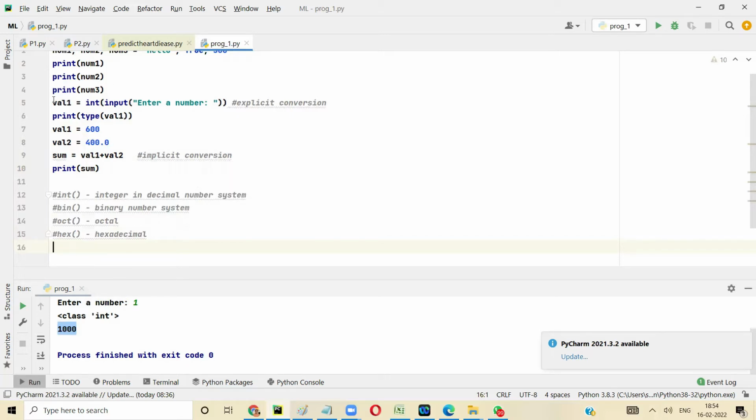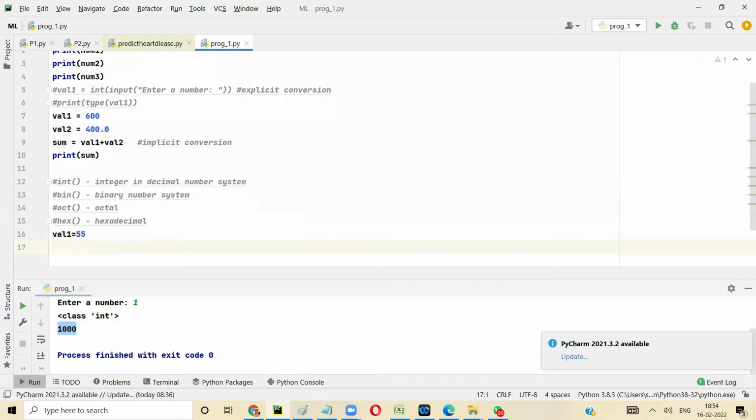So if I have a value, what I'll do is I'll comment this out, so that every time I run, I don't have to give a value, right? It will take some time from us. So I'm going to comment that part. Coming here, let's say I have val1 equal to 55. Now this is an integer, right? So what is the binary equivalent of this? If you have to find the binary equivalent, we can say print.